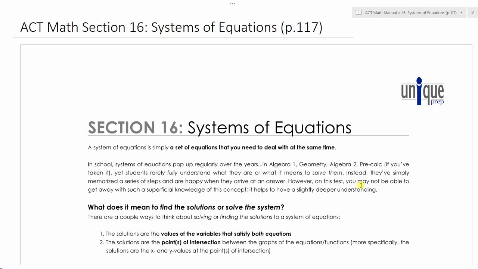This is section 16 of the ACT Math Manual. Section 16 deals with systems of equations. This starts on page 117.